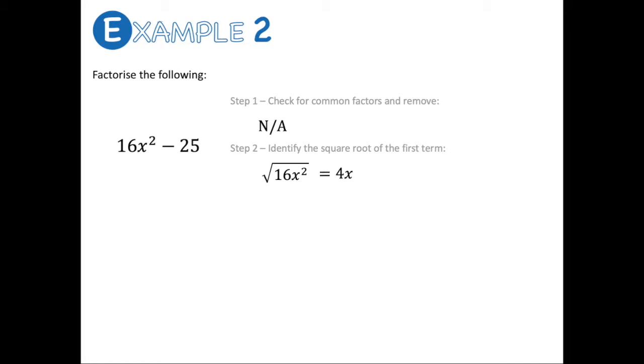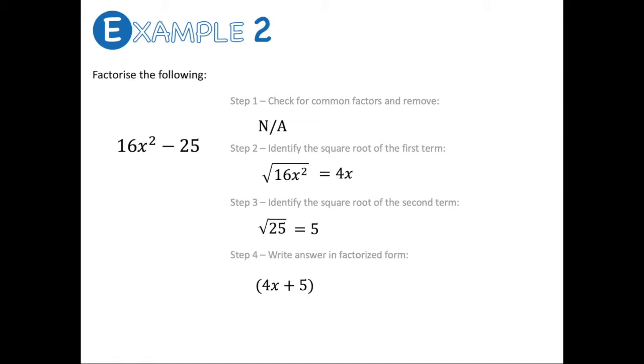Then I want to identify the square root of the second term, so 25. So the square root of 25 is equal to 5. So now that I've identified the square roots of both terms, I can write in factorized form, and it's going to be 4x plus 5, 4x minus 5. So the factorized form of 16x squared minus 25 is 4x plus 5, 4x minus 5.